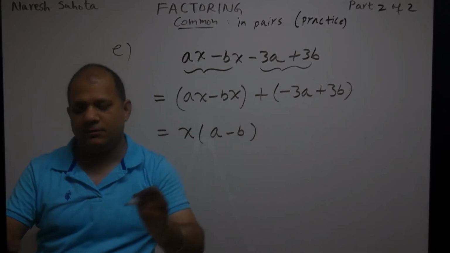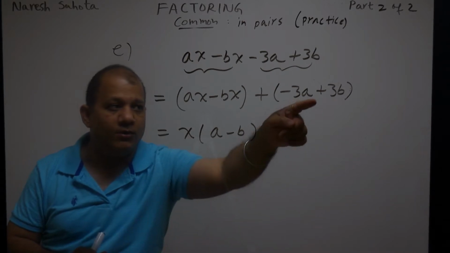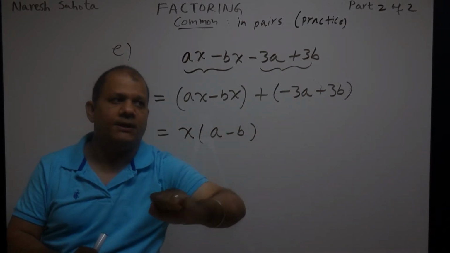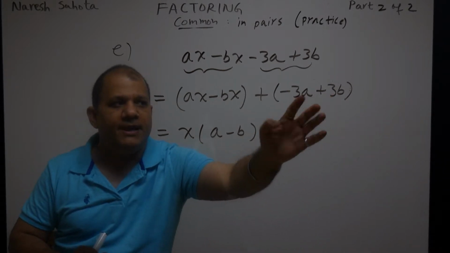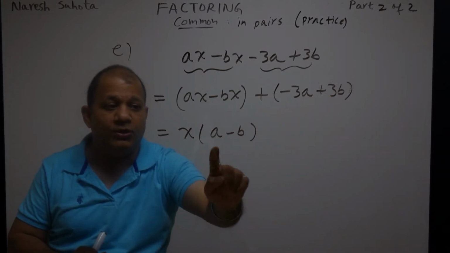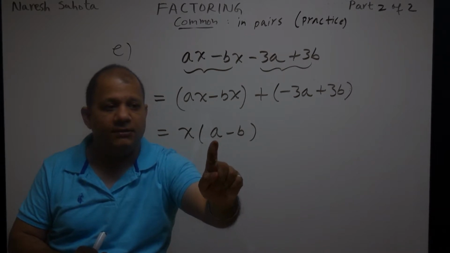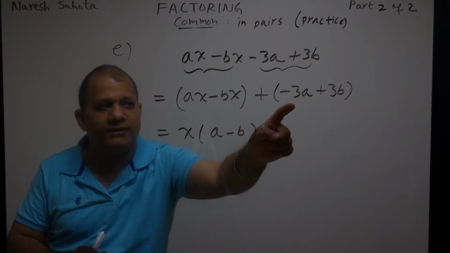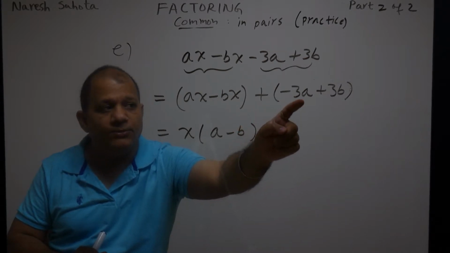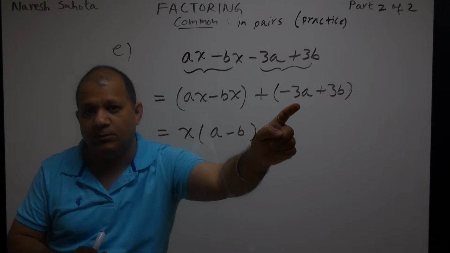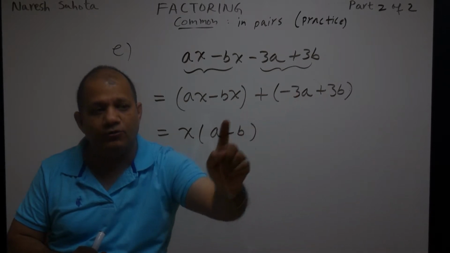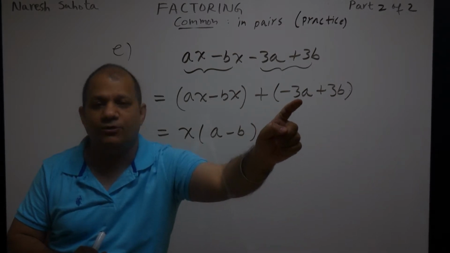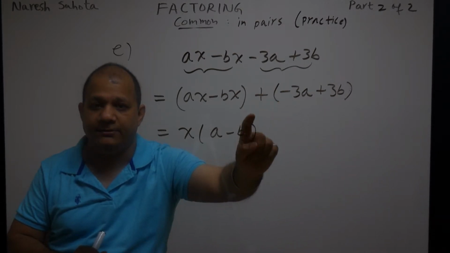Now here, I need to decide whether I want to pull out a factor of 3 or a negative 3, right? That depends on what you want to end up with, what bracket. So here I have a, which is positive, and b that is negative. If I pull out a factor of 3, then I'm going to be left with negative a inside the bracket. Do I want negative a or positive a? I want positive a. So it makes sense for me to pull out a factor of negative 3.